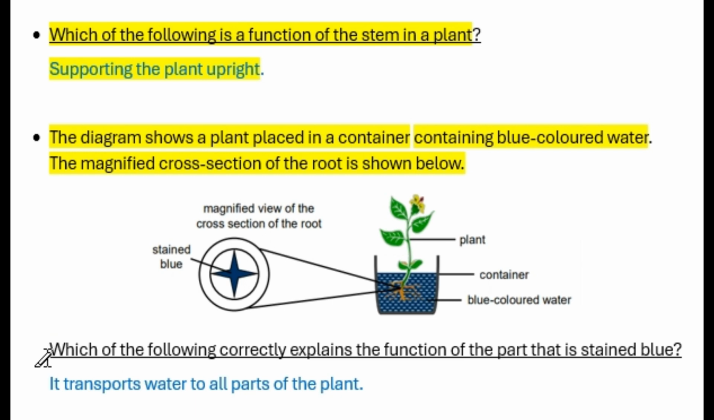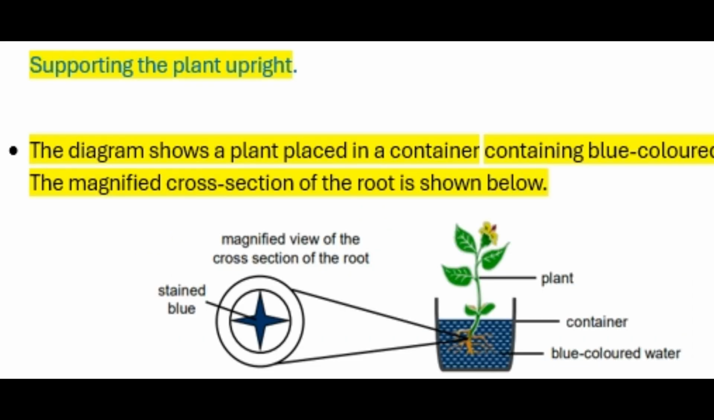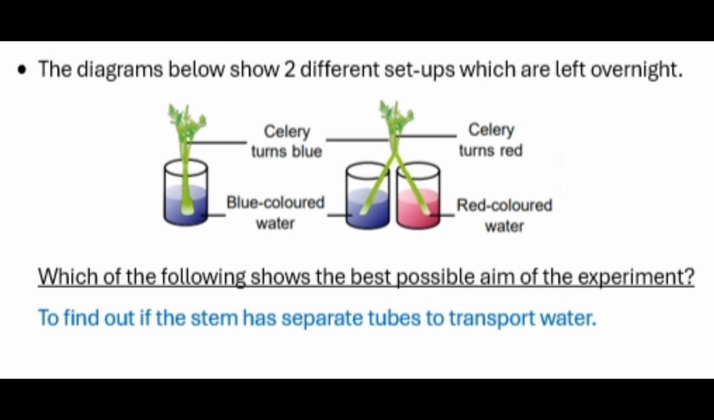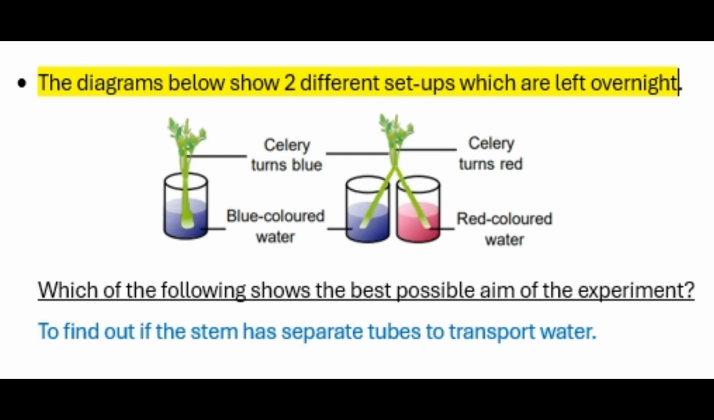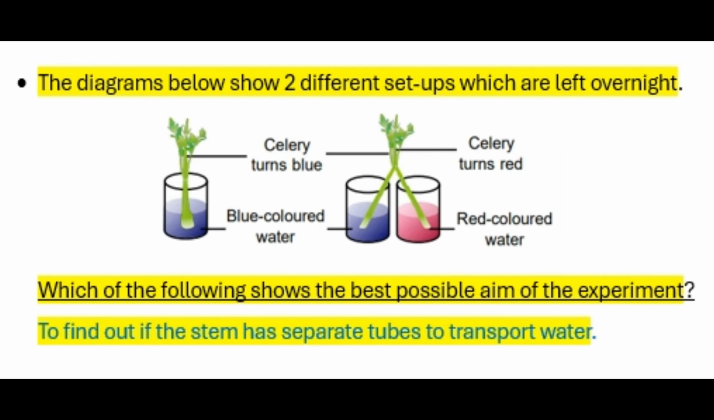Which of the following correctly explains the function of the part that is stained blue? It transports water to all parts of the plant. The diagrams below show 2 different setups, which are left overnight. Which of the following shows the best possible aim of the experiment? To find out if the stem has separate tubes to transport water.